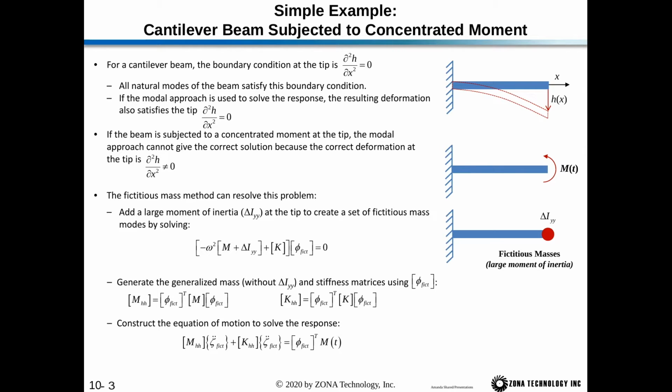What we do is add a large moment of inertia at the tip to create a set of fictitious mass modes by now solving the equation with this fictitious mass. Then we can generate the generalized mass without delta Iyy and the stiffness matrix using phi fictitious. So we take our original mass and stiffness, pre-multiplied by the fictitious mass modes, and that gives us our new MHH and KHH. Now we can construct the equation of motion to solve the response. And that will allow us to recover the correct deformation while satisfying this condition.